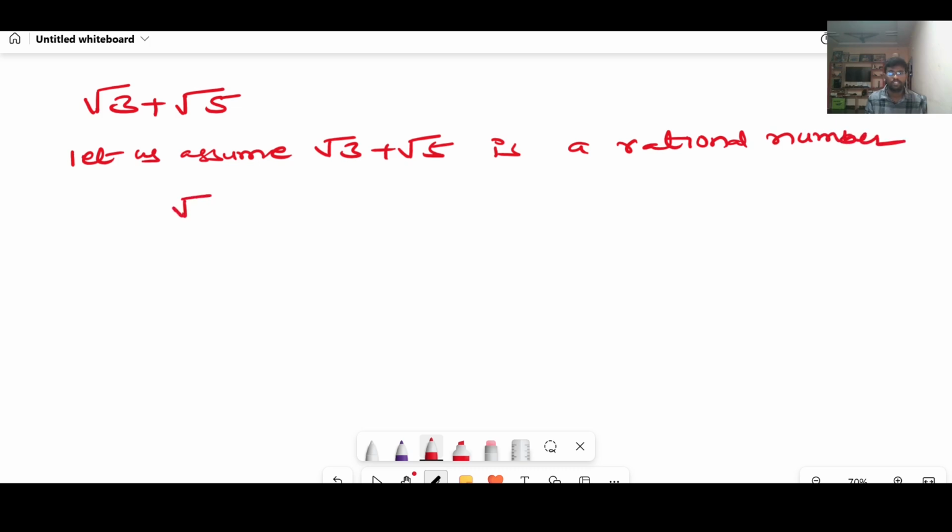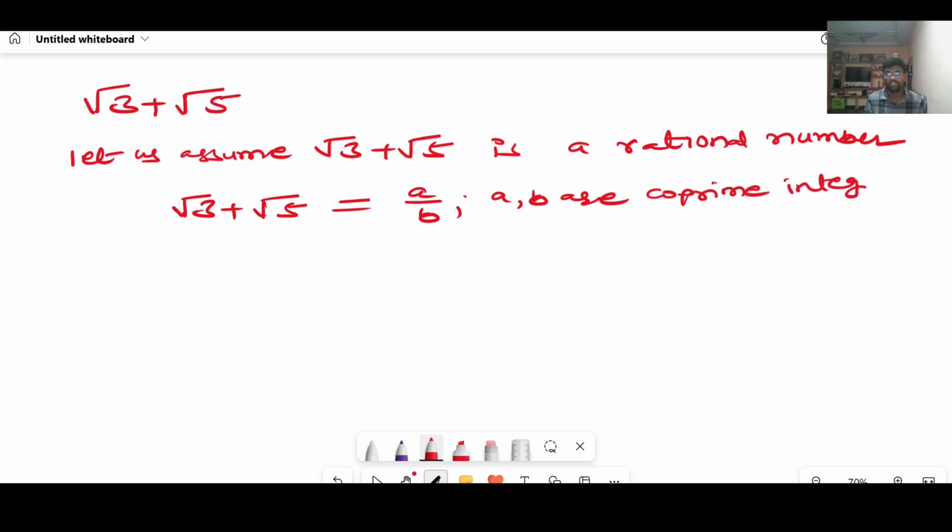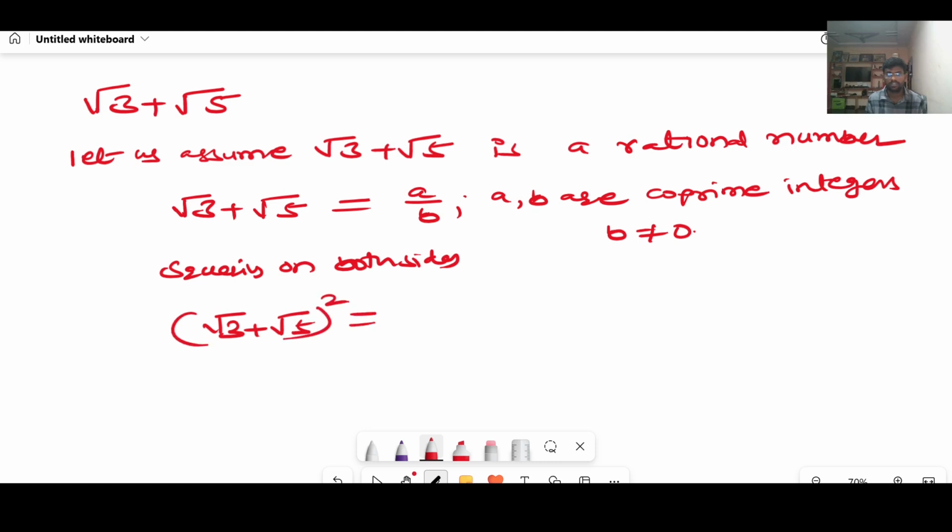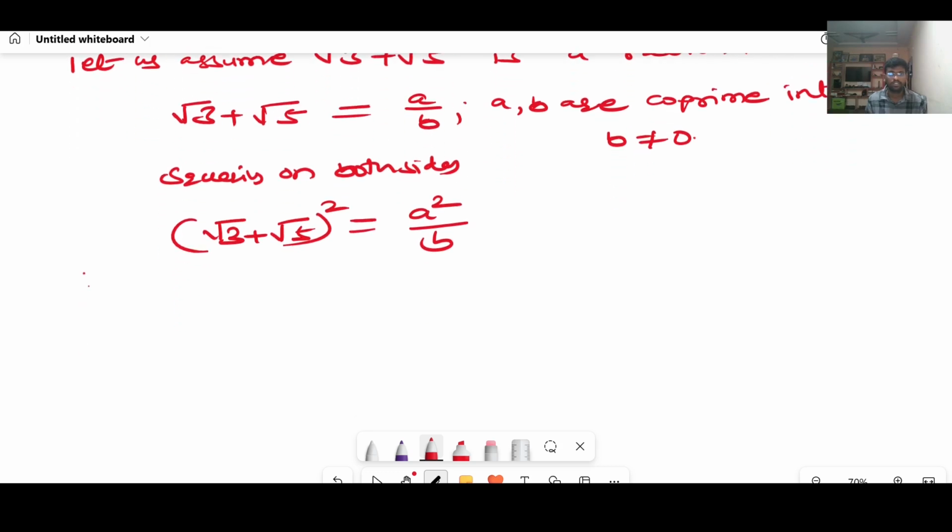If it is a rational number, it is in the form of a by b, where a, b are co-prime integers and b should not be equal to 0. Squaring on both sides, right? If you do squaring on both sides, you will get like this.